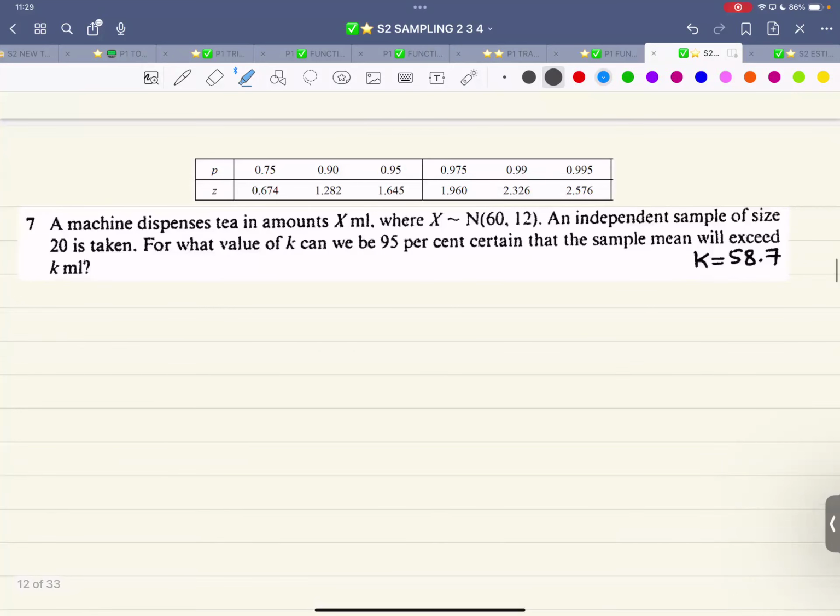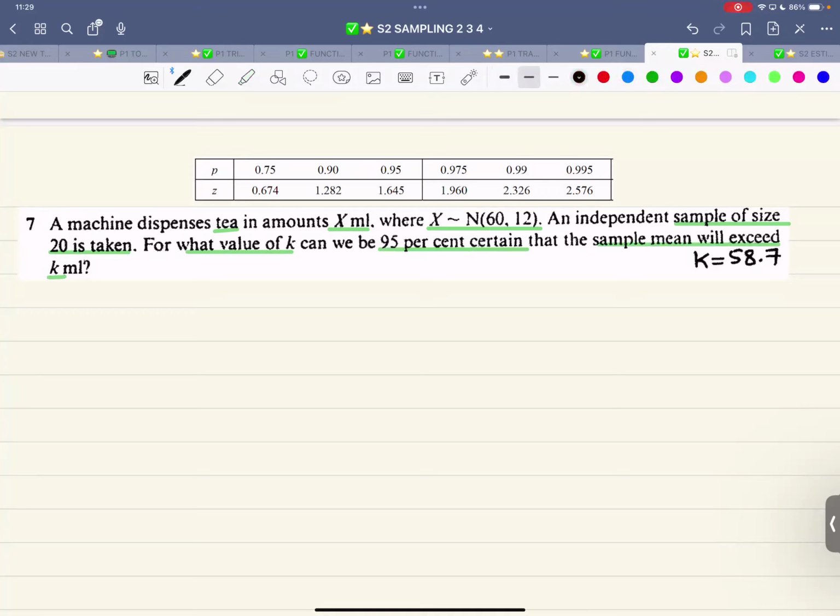Now, for example, look at this question. It says a machine dispenses tea, in amounts x ml. So this is tea, and the amount is in milliliters, where x follows a normal distribution 60, 12. An independent sample of size 20 is taken. For what value of k can we be 95% sure or certain that the sample mean will exceed k?